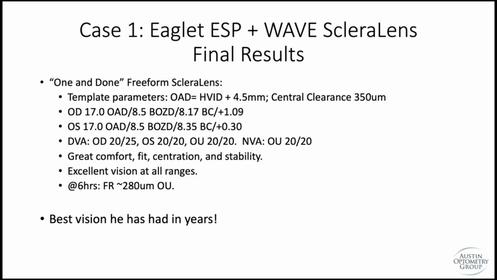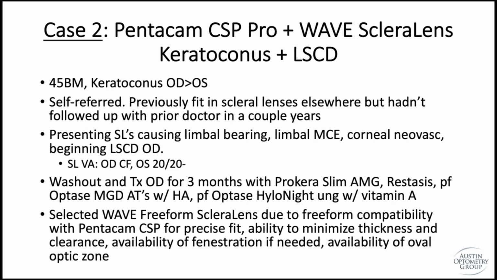That's a really nice starting point if you're not really sure. I would recommend that, and starting with that 350 micron clearance. That doesn't mean that's what the lens will actually be on the eye. This lens, after settling, was about 280, but that's just a good place on the software to start with. Vision ended up being fantastic, even better than the diagnostic lens gave us, and he says it's the best vision he's had in years. So that is your keratoconus from the Eaglet. So case 2, we're going to do another one.